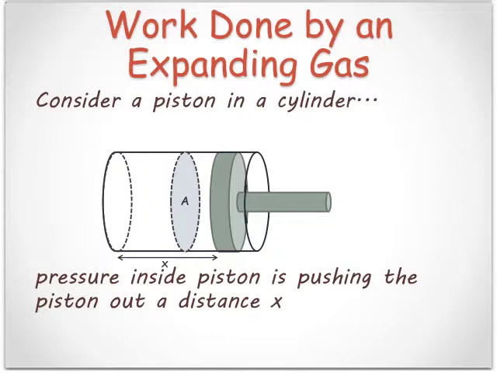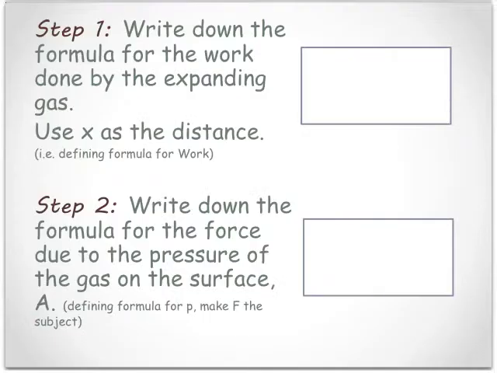So, work done by an expanding gas. Consider a piston in a cylinder. The pressure inside the piston is pushing the piston out a distance x. So this thing is filled up with a pressure P, and it's going to move this piston outwards because there's a force against it. There's a pressure, and we've moved a distance x. The size of the piston is area A.